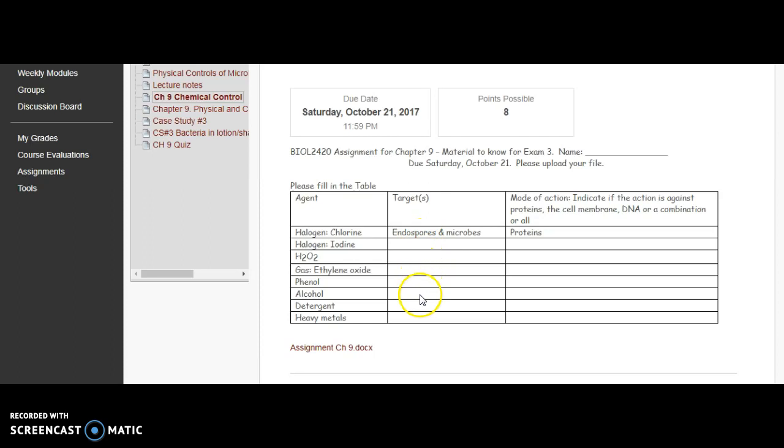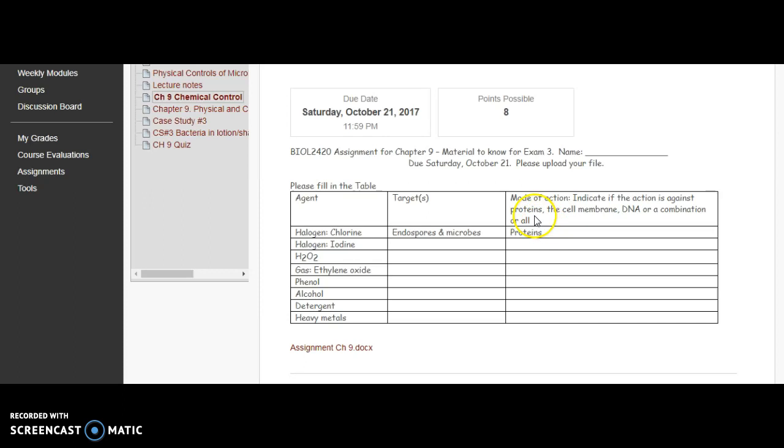And you're going to look through the 2 large tables, or the 1 large table that takes up multiple pages, and it's going to describe these. There's some other ones in there, but these are kind of the main ones that are used. So you're going to record the targets, and then you're going to record what's the mode of action.